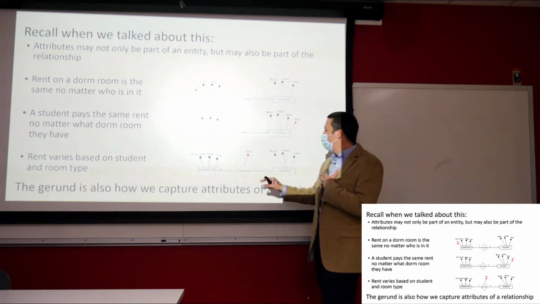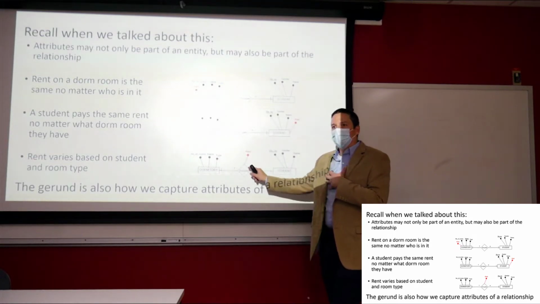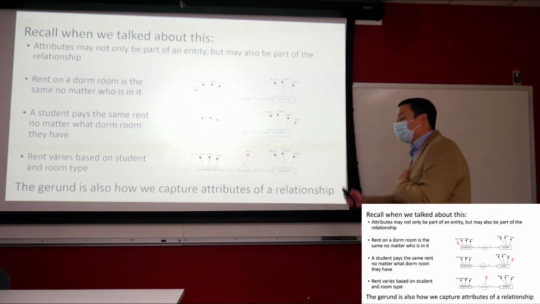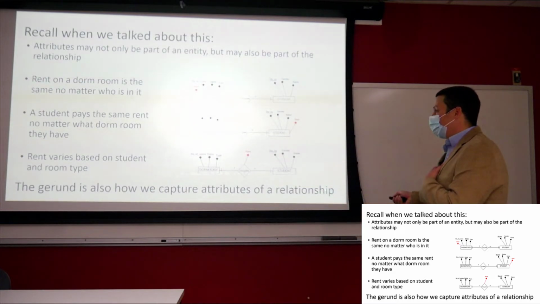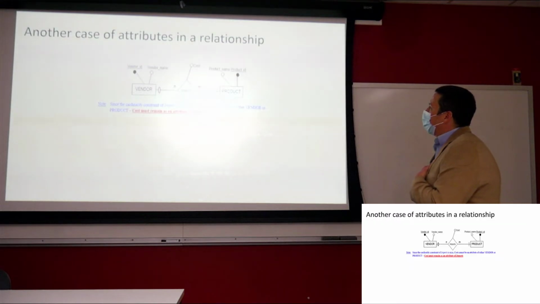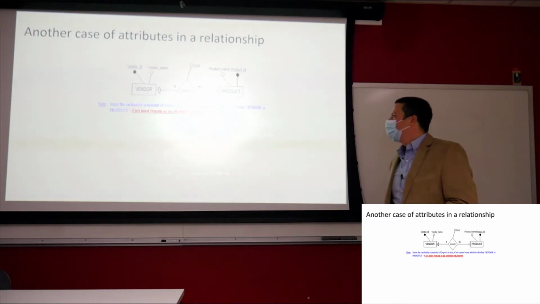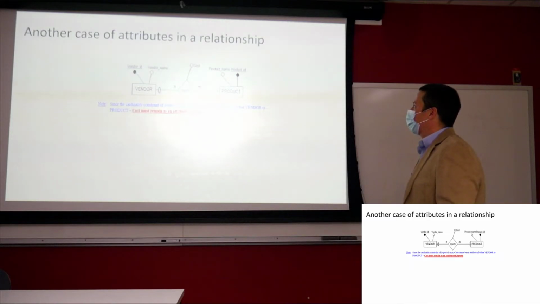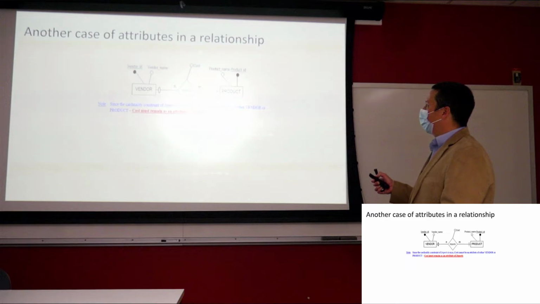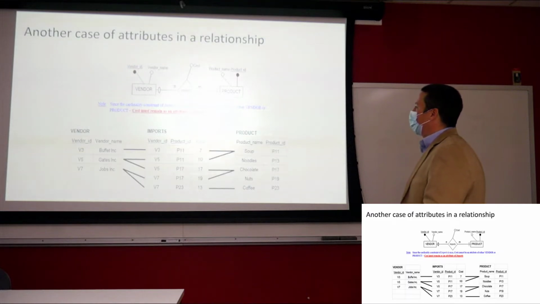And I promised you that we would talk about how we're able to make an attribute a part of a relationship. And the gerund is the answer to this. So to illustrate that, we have an example here. We have vendors that import products. And these products have a cost, which in this case is a function of both the vendor that is importing the product and the product that is being imported.